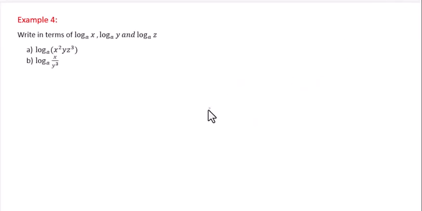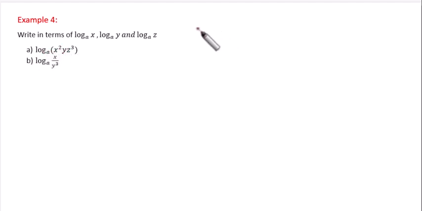And now let's do exercise number 4, or example number 4. I need to write in terms of log to base a of x, log to base a of y, and log to base a of z. It means I have two logs. Let's focus on the first one. Here we are given log to base a, and the argument is a little bit complicated. Here in the argument we have x squared, and we have y and z to the power 3. But what is the relationship between the factors inside? Actually multiplication. So here we're going to have the product rule.